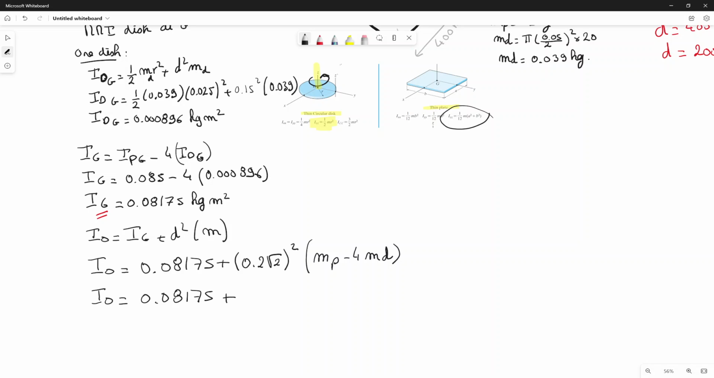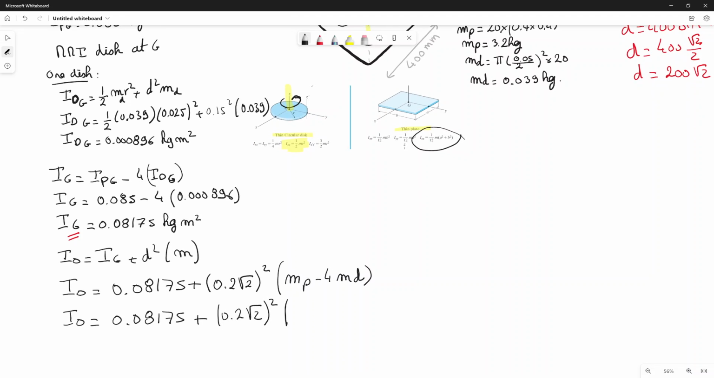Let me write one more step. IO equals 0.08175 plus 0.2 times square root of 2, which will be just 2 with the square. But let's write everything times 3.2 minus 4 times 0.039. So we have at the end IO equal to 0.325, and there are some numbers after that, in kilogram times meter squared.